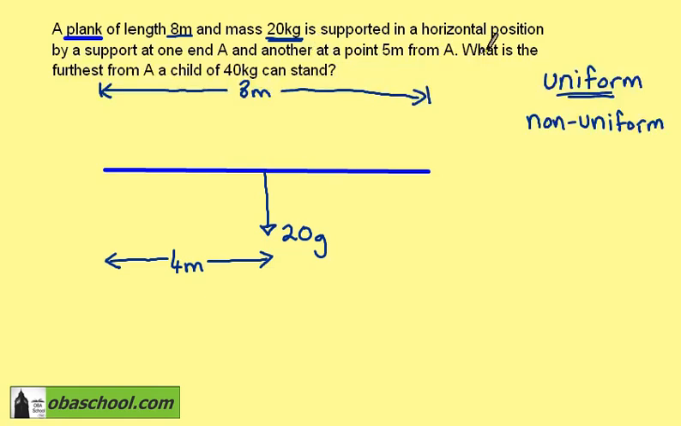We know that we're supported by two supports, one at A and the other 5 meters from A. So if we call this end A, we'll put one support here and one support here. This support is 5 meters from A, so it would be 1 meter from where the weight acts, which we know is halfway along the rod, or 4 meters from A. So 4 plus 1 gives us 5.